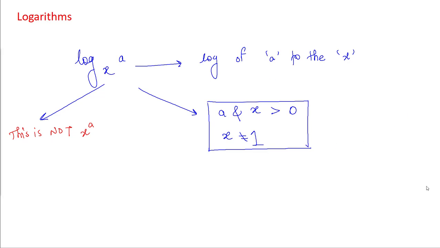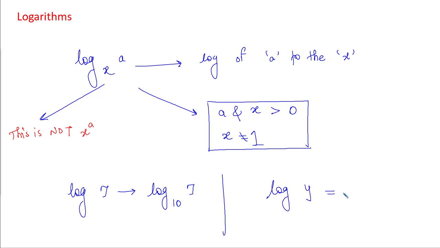One more thing we need to remember is what happens whenever we don't write the base. If I simply write log 7, I did not write the base. So if I write simply log 7, it means log of 7 to the base 10. Whenever we don't write the base, it is by default considered as 10. Similarly, if I simply say log y, it means the base is by default 10, so it is nothing but log of y to the base 10.